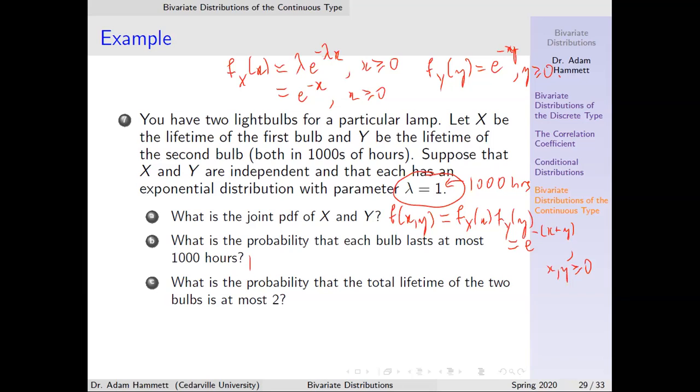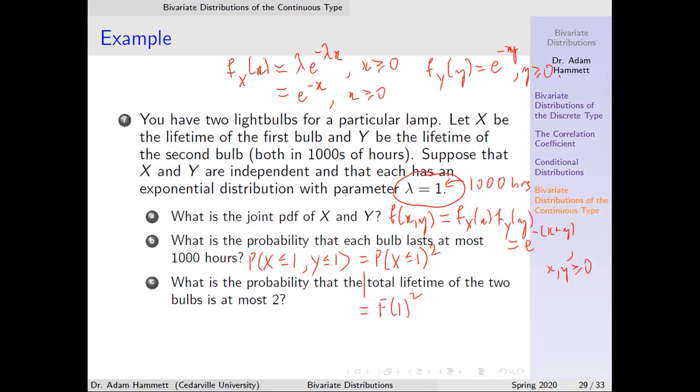Okay, this is asking for the probability that each bulb lasts at most 1,000 hours. So that means that x is less than or equal to 1 and y is less than or equal to 1. Each one lasts at most 1,000 hours. And by the way, because we have independence here, that's just the probability that x is less than or equal to 1 times the probability that y is less than or equal to 1. So I can basically just square this thing, because they have the same distribution, both x and y do. And so this is equal to capital F of 1 squared.